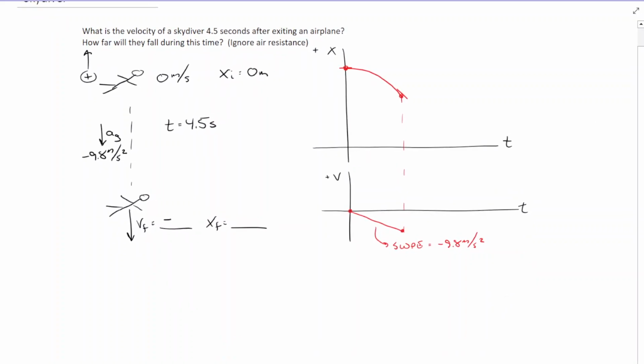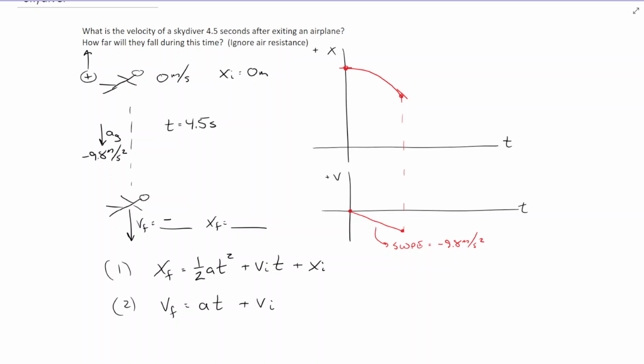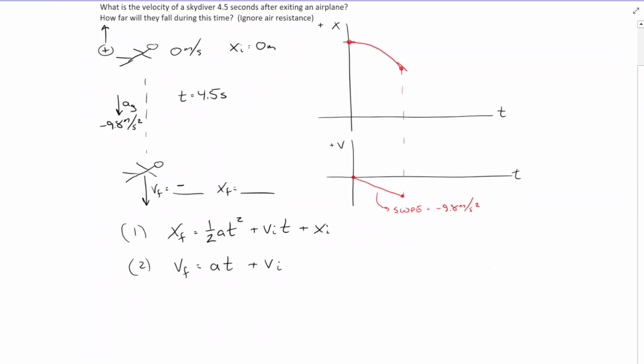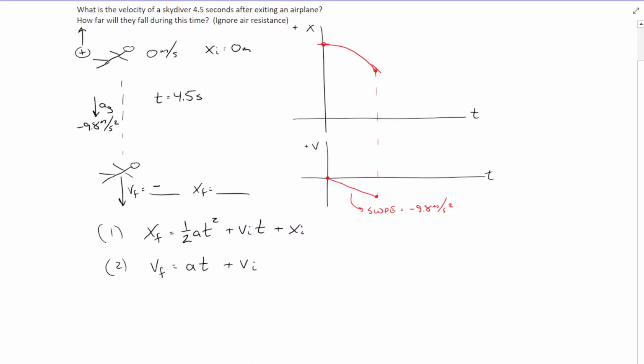We have two equations to model the motion for any object that is moving along a path and accelerating. We have their position: x final is 1/2 a t squared plus v initial t plus x initial. And we have their final velocity as a t plus v initial. Let's call this equation 1 and this equation 2. And so what we need to do is find two pieces.